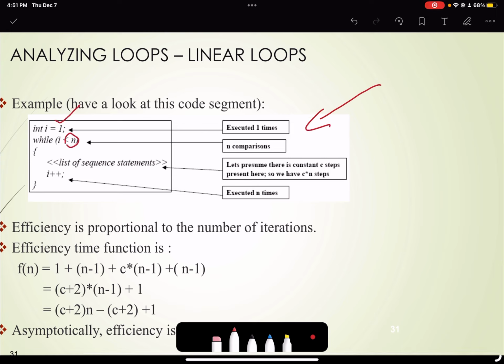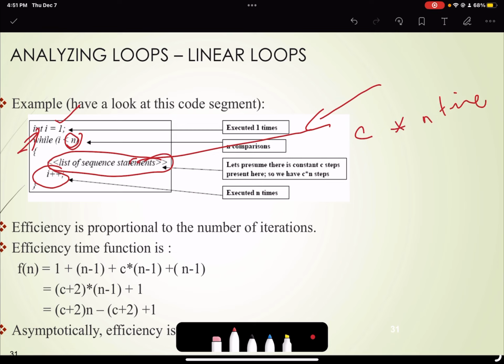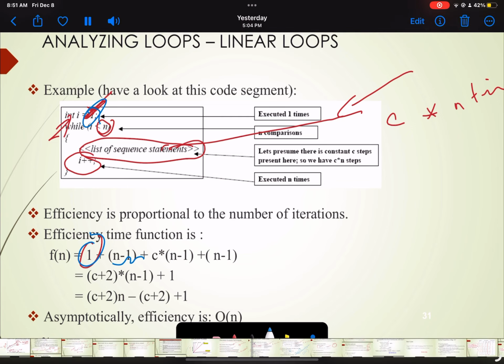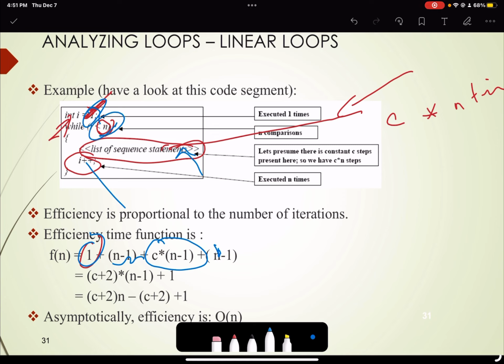step. It will do at least n comparisons, this will be executed n times because the loop is executed n times. And if we have c steps here in the statements, then they will be multiplied by n times because the loop is running n times. So your algorithm complexity becomes 1 from here. Then we have n minus 1 comparisons multiplied by total steps here that we have. Then we have n minus 1 for here, and this one while loop. And so total complexity becomes a function of c, the number of steps within the list of statements here.